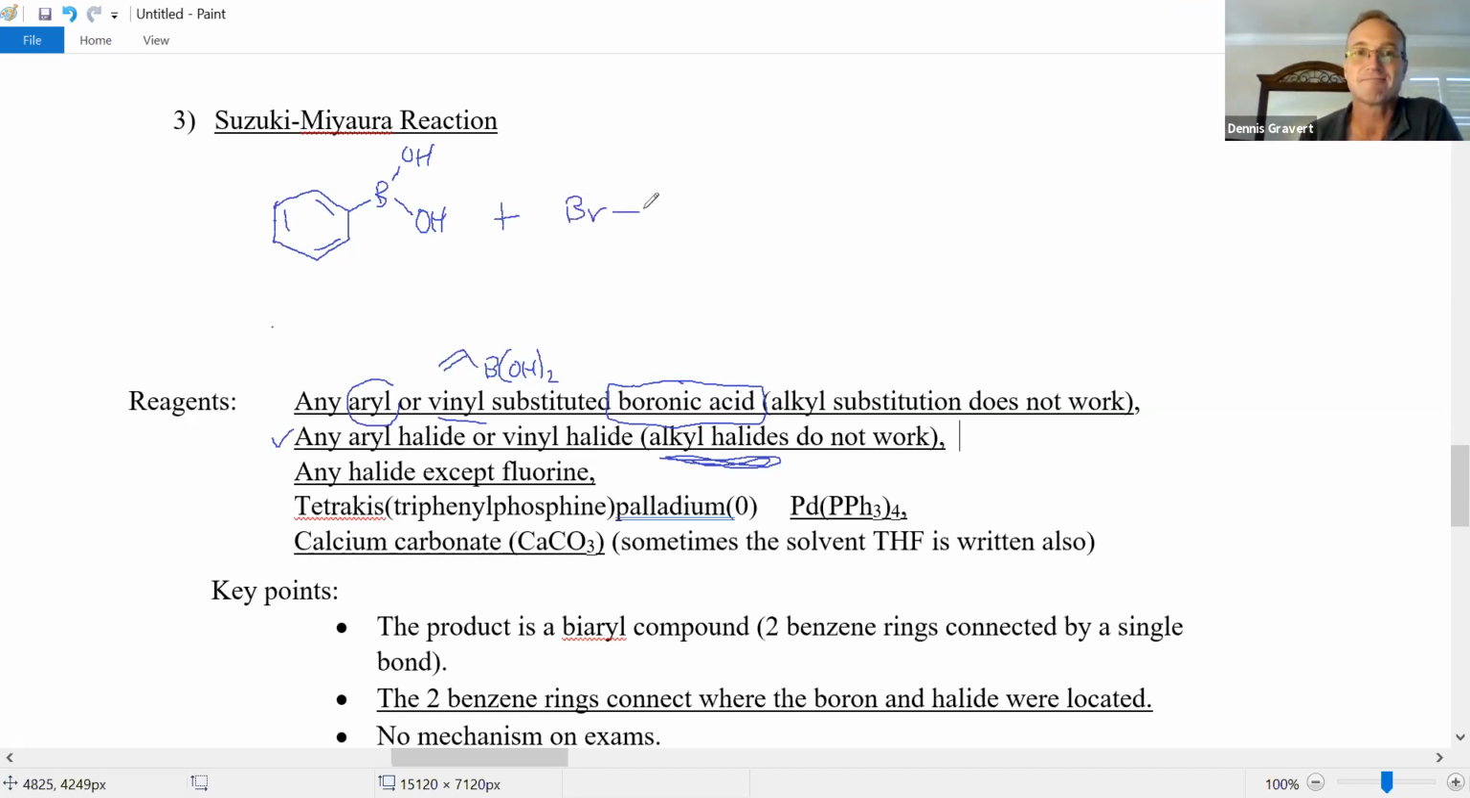Okay, so bring in your favorite halide. Hey, mine's bromine. And connect it to a benzene ring or to a vinyl group. And you get set to couple these benzene rings together. Wherever the boron is, wherever your halide is, those 2 carbons will then connect together. So this benzene ring on the left will connect to this benzene ring on the right. You connect these together.